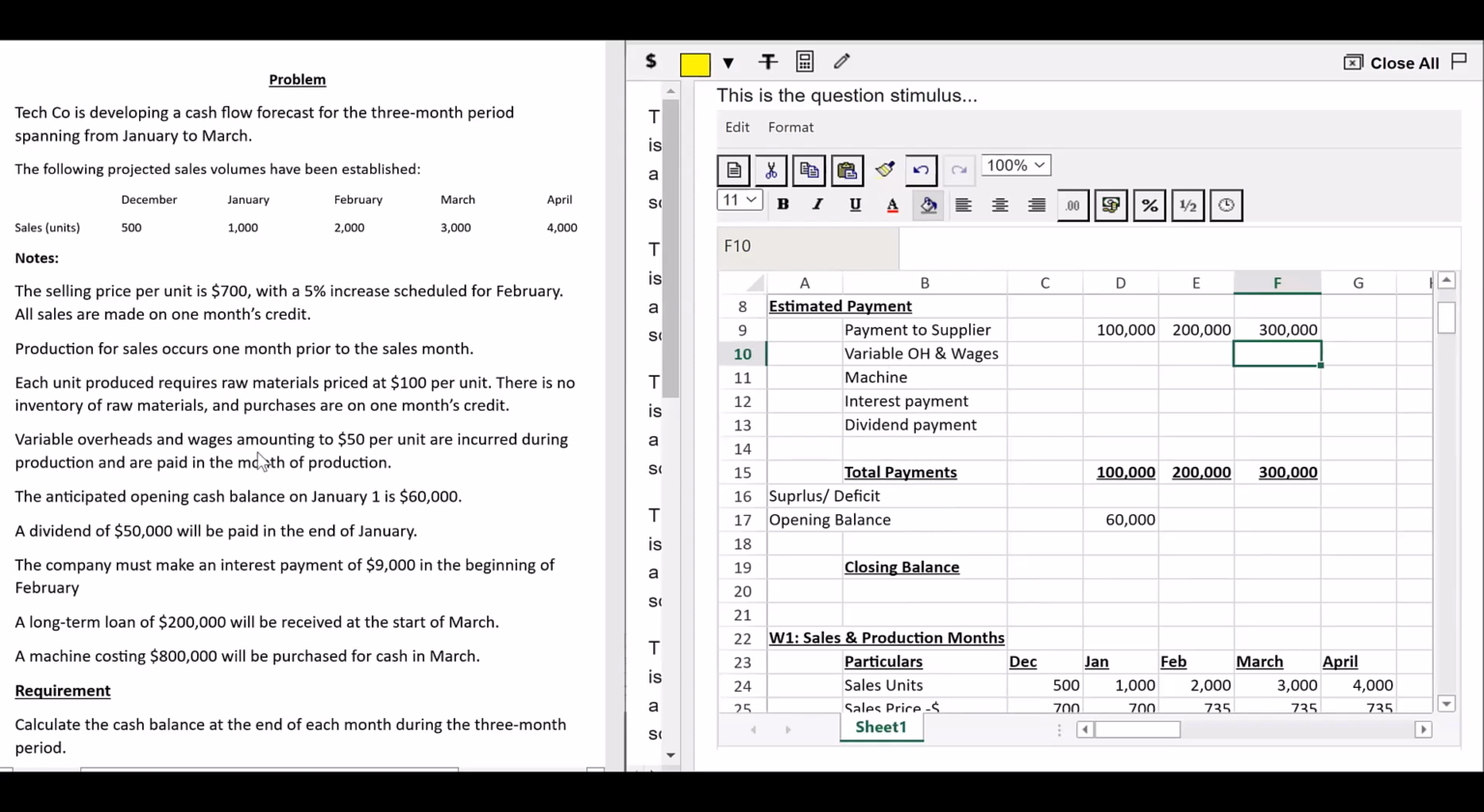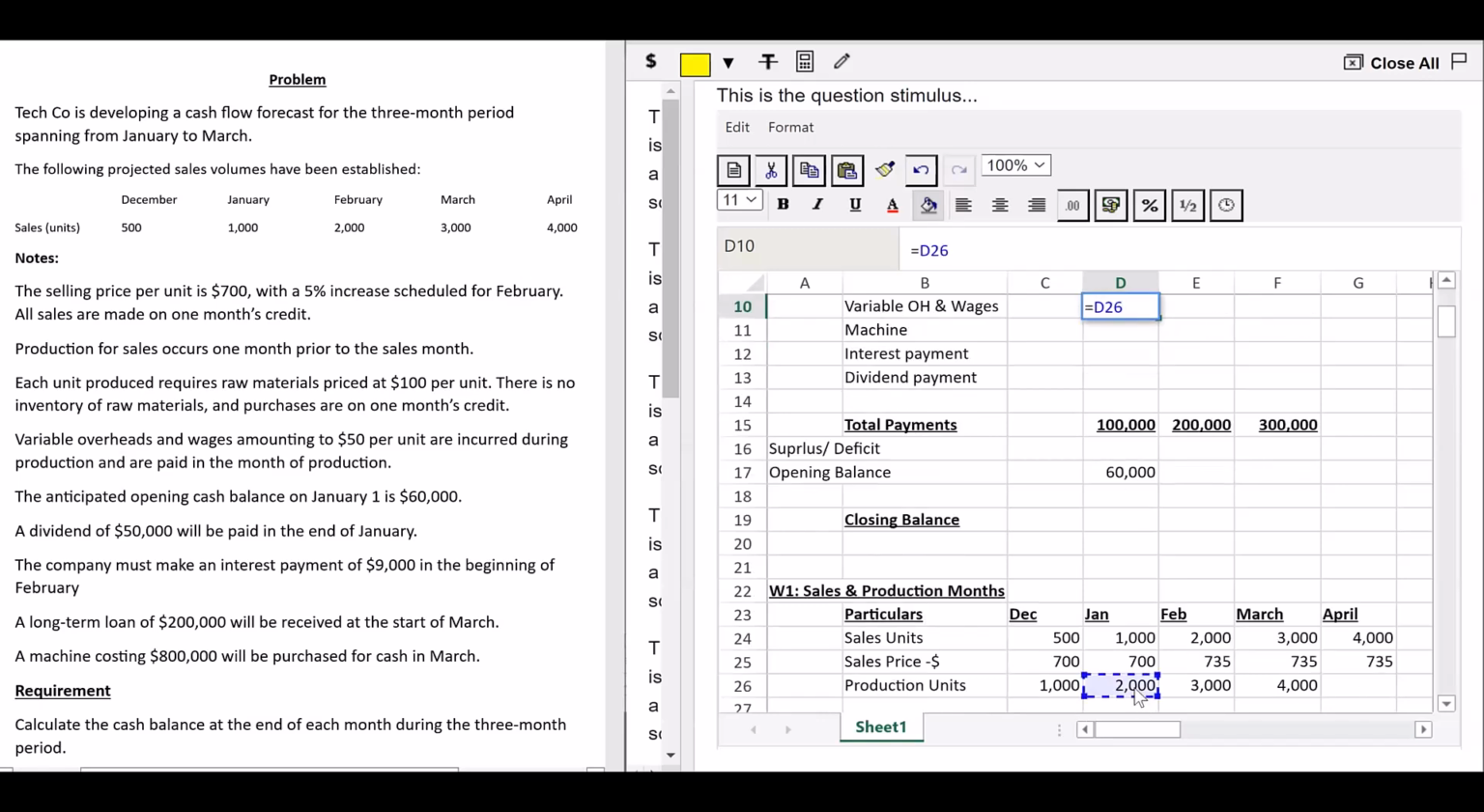Variable overheads and wages amounting to 50 per unit are incurred during production and are paid in the month of production itself. So in the same month of production, 2000 units into 50 is paid as variable overhead. For Feb, 3000 units into 50 is paid in Feb itself. And for March, 4000 units into 50 is paid in March itself. And these are the cash flows for variable overhead and wages.